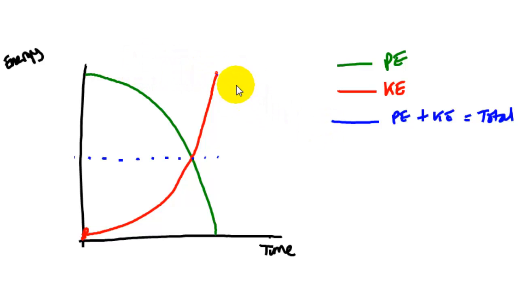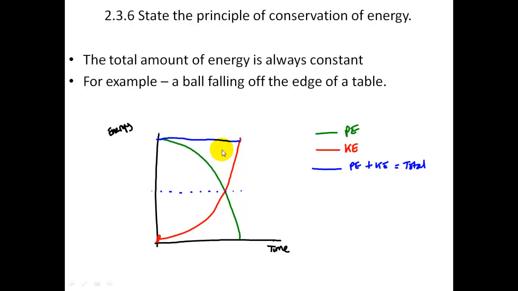No energy is lost. The second point is that when you add the potential energy and the kinetic energy, at all points they should add up to the same value. I did this deliberately, where they cross here, exactly the midpoint of energy. So you add them together, you will always end up with the same total. This is the principle of the conservation of energy, unless energy is lost to the surroundings.